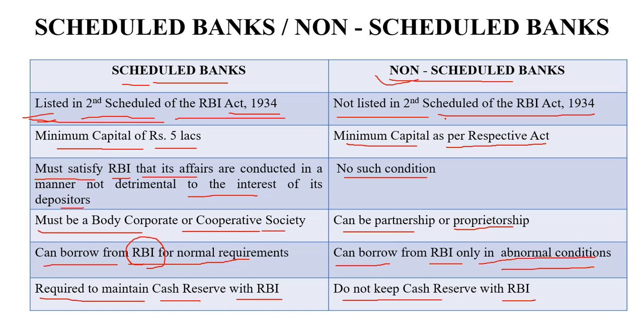In short, scheduled banks are those banks which have fulfilled the requirements as per the RBI Act, and they are listed in the second schedule of the RBI Act. And non-scheduled banks are those banks which have not fulfilled the requirements given in the schedules, and those banks are not listed in the second schedule of the RBI Act 1934.